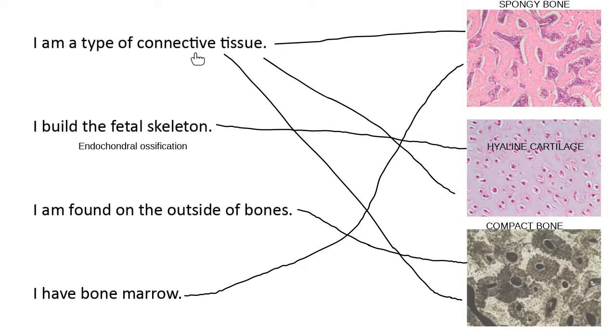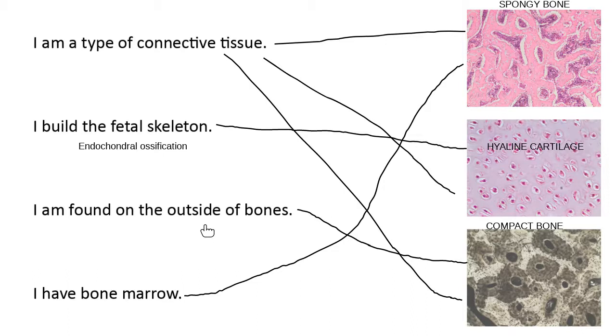I want to see if we can apply something really fast. On the outside of bones, bones are made out of compact bone. Can anyone help me out? We could also say that hyaline cartilage is found on the outside of bones. Does anyone remember where hyaline cartilage is found on the outside of bones? Do you remember what that kind of cartilage was called?